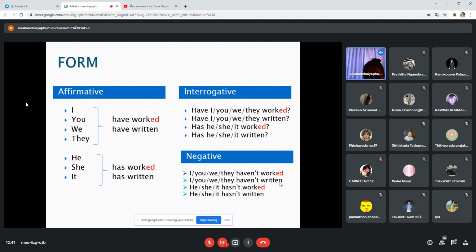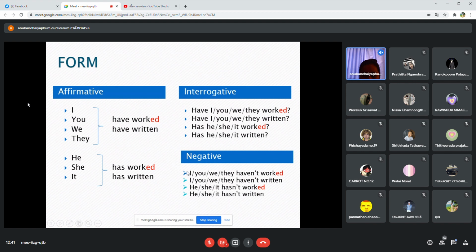P6, so quiet. I need Teacher to answer. Yes? Teacher, yes? I don't understand. You don't understand. Okay, which part? The negative, interrogative, or the affirmative? Negative, teacher. The negative. Okay.